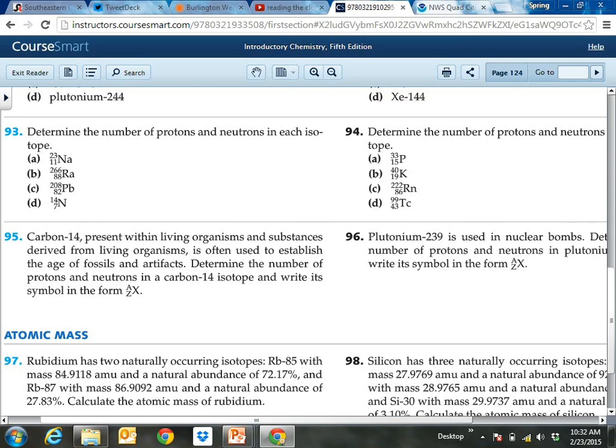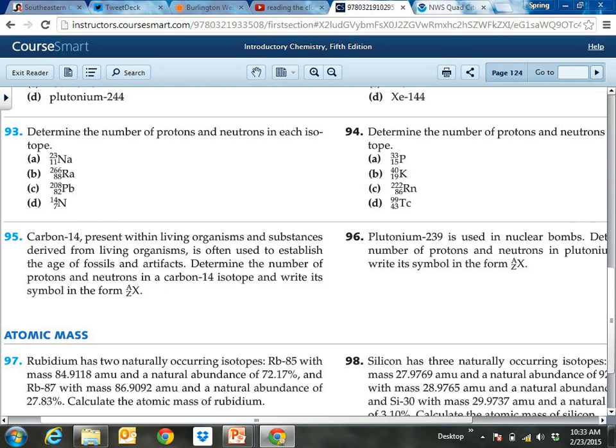96, again, instead of carbon, it's plutonium. Remember, if they only give one number, that's the mass number for that isotope. And in both cases, they want you to do the whole notation, where you put the symbol of the element, replace it for X. And then the big number, which is your mass number, goes in the upper left-hand corner, and the smaller number, your atomic number, goes in the lower left-hand corner. So this is kind of like what you're handing in today for your homework.